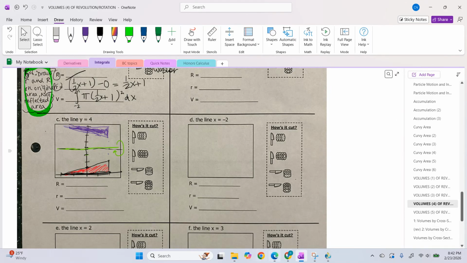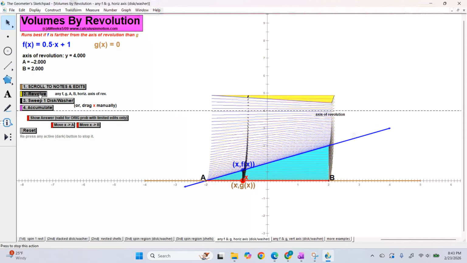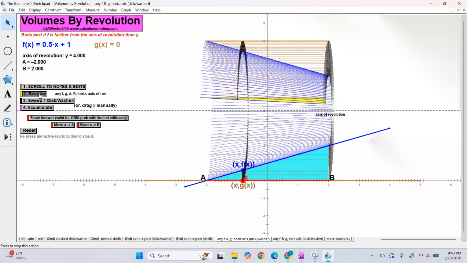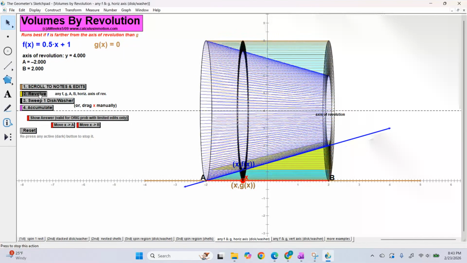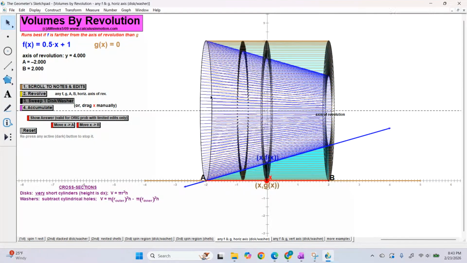Okay, so let's go ahead and use Calculus in Motion and see what this is going to look like when I rotate the red area around the line y equals 4. So here's my line of rotation, the axis of revolution. Are you ready? Here we go. We're going to bring it all the way around. So this is a very large hollow in the middle there. I'm going to go ahead and sweep a disc or a washer. This is definitely a washer.